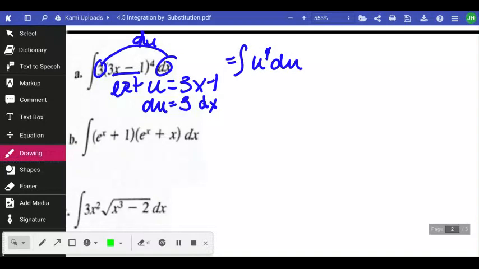Good. What is the antiderivative of u to the fourth? 1/5 u to the fifth. You're increasing the power by 1, dividing by that power, plus c. Equal to, and what's my final answer?